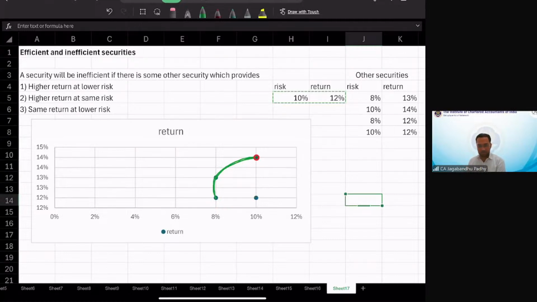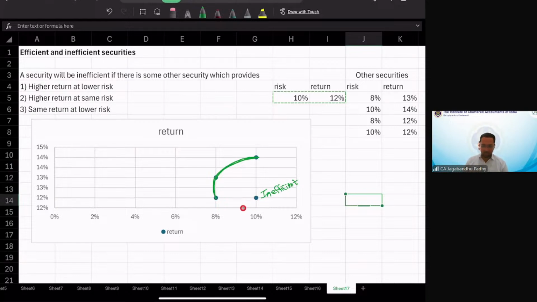The upper security provides you higher return at same risk. This provides you same return at lower risk. And of course, this gives you a higher return at lower risk. So in either of these cases, we would like to be invested in any of these three securities, rather than staying invested over here. So that's how we identify the inefficient security. This is the inefficient security.